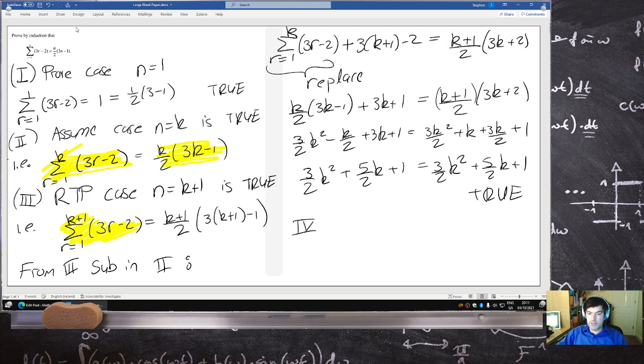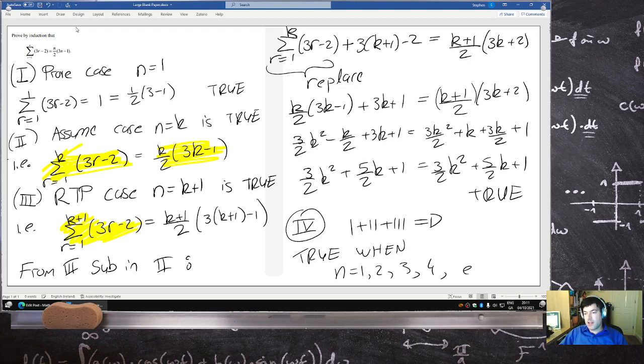So step 4 now. 1 plus 2 plus 3 means it's true when n equals 1, and then 2, and then 3, and then 4, etc.